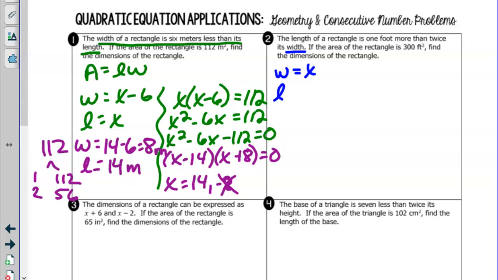So the length of a rectangle becomes equal to... now I need to write 1 foot more than twice the width. 1 foot more than twice the width. How do I write that in an expression? 2 times x, parentheses, plus 1. 2x plus 1.